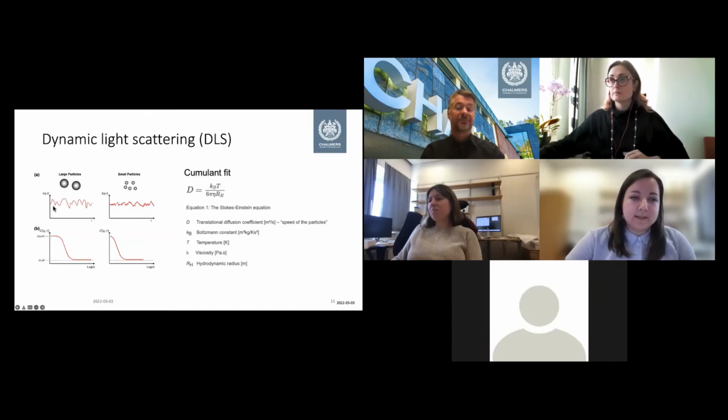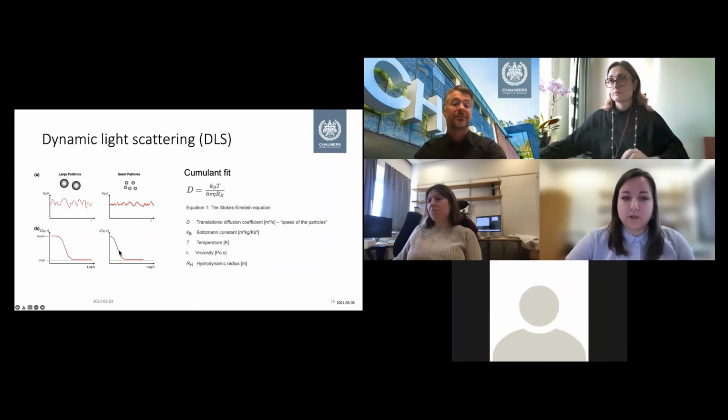And then from this curve here, you get a correlation between different points in time to see whether the particle has moved or not. And this is seen in a correlation function, which is usually calculated by the instrument itself. If you have small particles in solution, you get a correlation function with fast decay, or if there are large particles, then it's a slow decay like here.